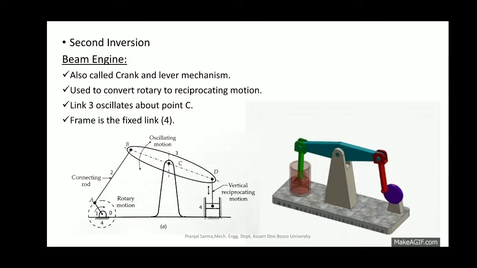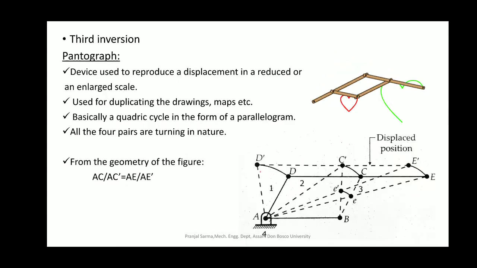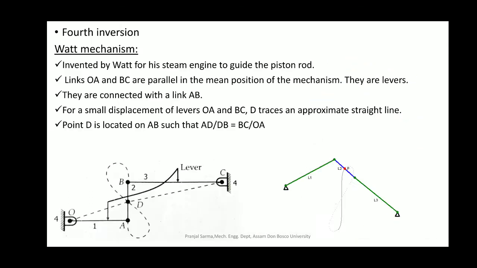In the second inversion, we discussed the application in the beam engine, where the rotary motion was converted to reciprocating motion. Similarly, the third inversion application is one of the very well-known mechanisms, the pantograph mechanism, a device which is used to reproduce any kind of figure, drawing, maps, etc., in either reduced or enlarged scale.